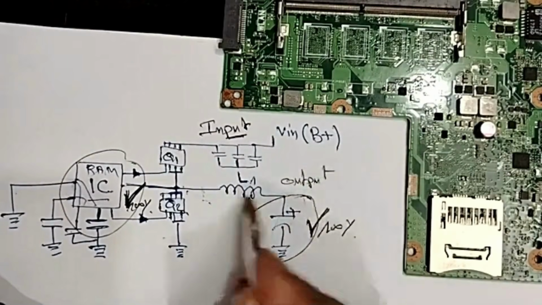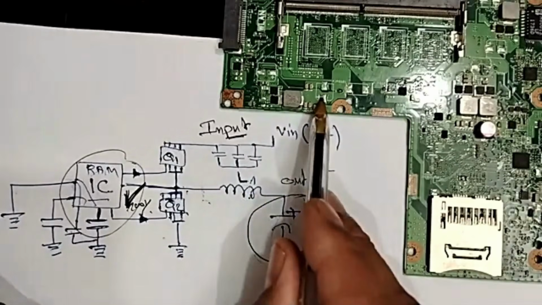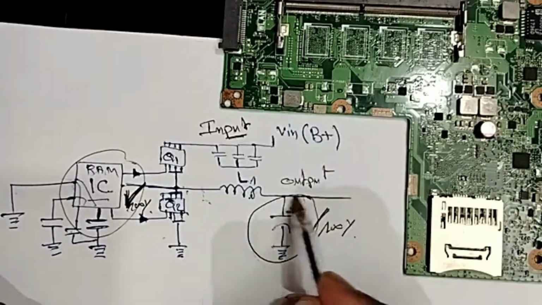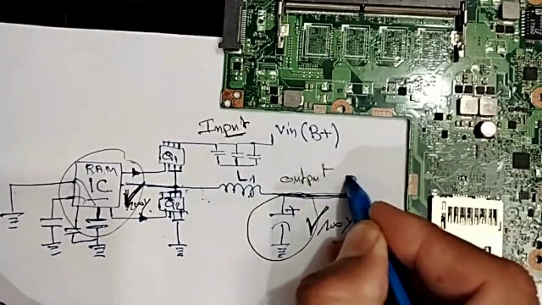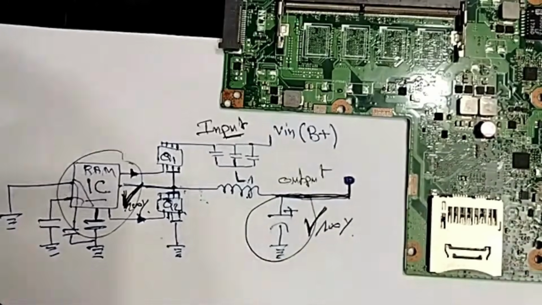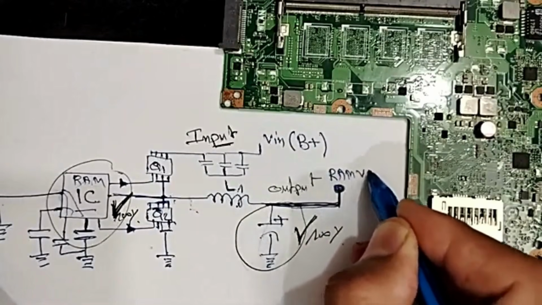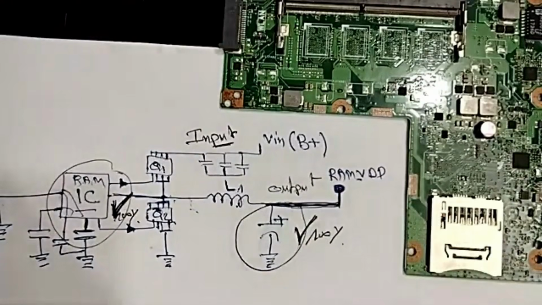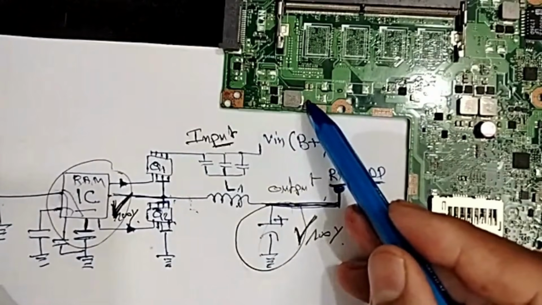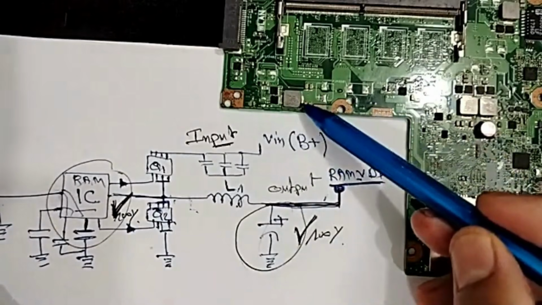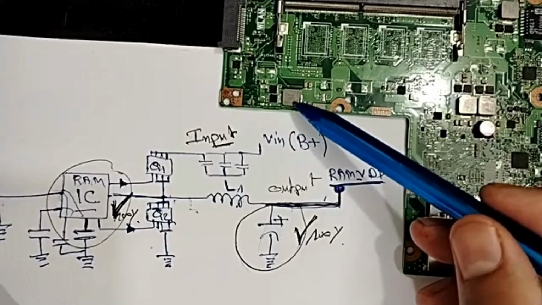Here, guys, we have the output inductor, this one. We have the electrolytic capacitor, this one is not installed. Then here we have what? Finally, here we have what we need: the voltage for the RAM, let's say RAM VDD. This is the output. The voltage for the RAM will be generated. But unfortunately, for this motherboard, the voltage cannot be generated. Why? Because simply we have a short.